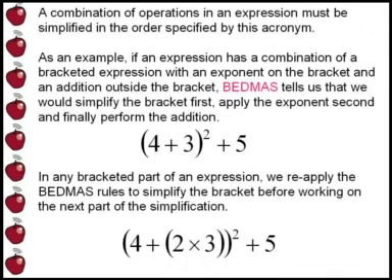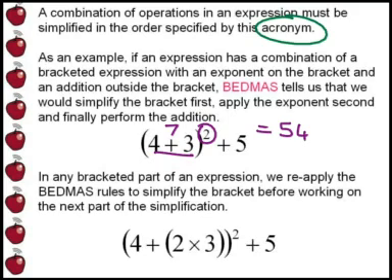A combination of operations in an expression must be simplified in the order specified by this acronym, the BETMAS. As an example, if an expression has a combination of a bracketed expression with an exponent on the bracket and an addition outside the bracket, BETMAS tells us that we would simplify the bracket first, apply the exponent second, and finally perform the addition. In other words, we will simplify the 4 plus 3 first. Although plus comes much later in the order of operations, the plus is inside the brackets and brackets come first. So 4 plus 3 is therefore 7, then the exponent, so 7 squared, 7 times 7 is 49, and then 49 plus the 5 will give us 54, which is the final answer.